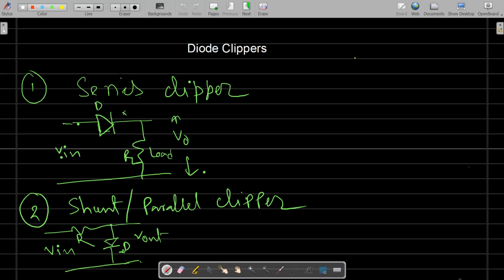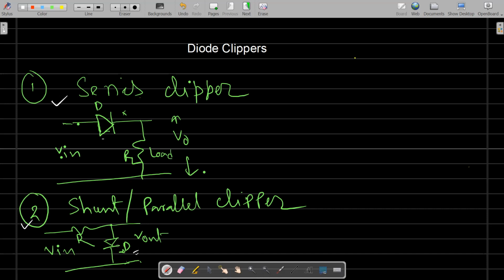So we can use a diode to design a clipper circuit. Now, depending upon the position of the diode in the circuit, there are two types of clipper. One is the series clipper, where the diode is connected in series. And the second one is the parallel clipper or shunt clipper, where the diode is connected in parallel.